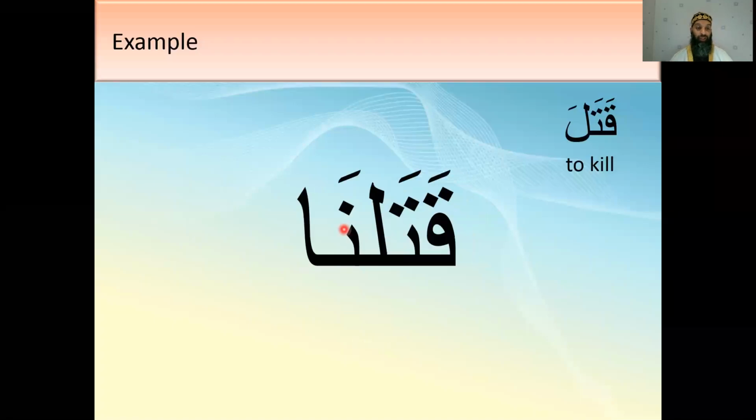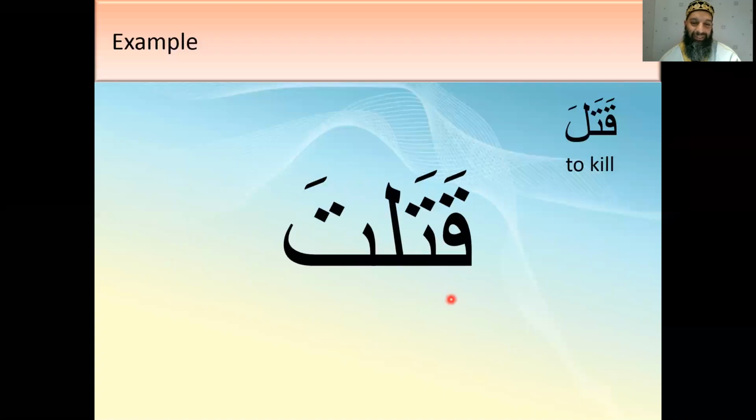Qatalna. It's getting serious now. First, everybody, what's qatalna mean? We killed, yeah? Everybody's writing we killed. Qatalna, we killed. We killed our hunger. Qatalta. Getting serious now. What's qatalta mean? You killed. Yeah, you killed masculine.